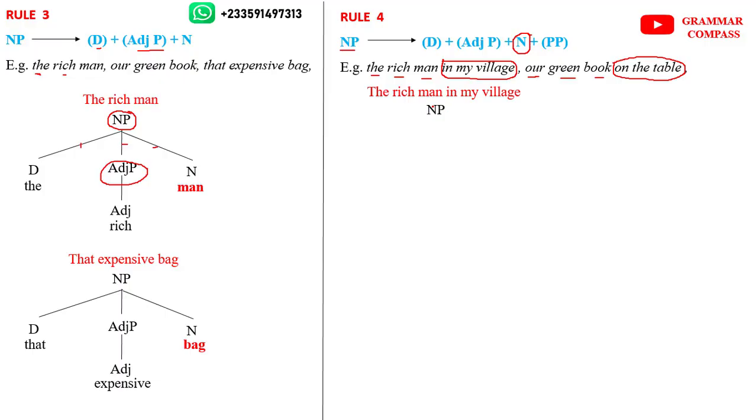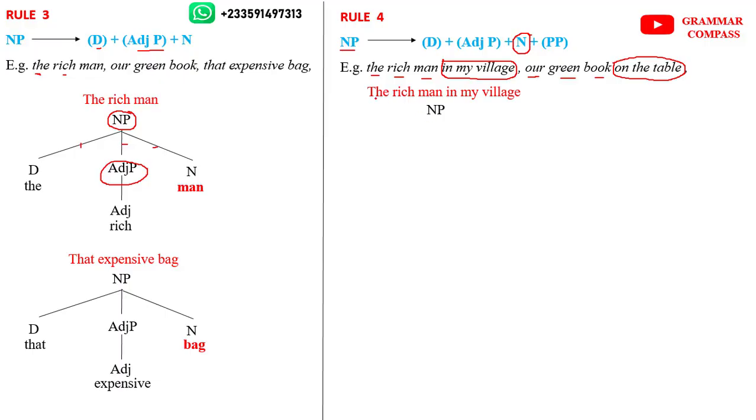This noun phrase consists of these elements. How many branches are we going to have? We are going to have 4 different branches. This is because we have 2 pre-modifiers and then 1 qualifier and then the head word. Therefore, we will need 4 branches. So let's start with the first branch.